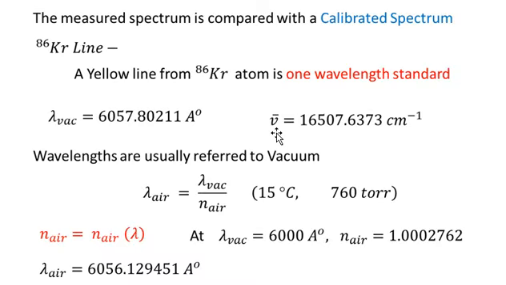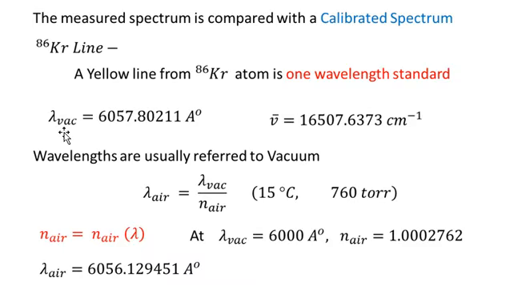And this is in wave number. Wave number is the reciprocal of the wavelength, represented as nu bar equal to 1 over lambda. If you take the reciprocal of this quantity, you will get the wave number equal to 16507.6373 centimeter inverse. So here we have specified the wave number in centimeter inverse. But you know that wavelengths are usually specified in vacuum, so wavelengths are usually referred to vacuum, which we call lambda vacuum.